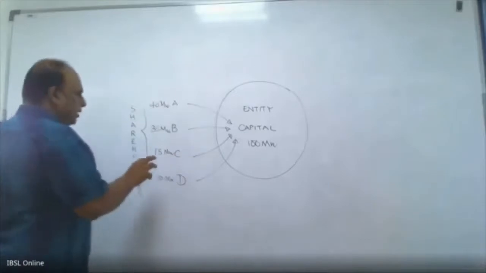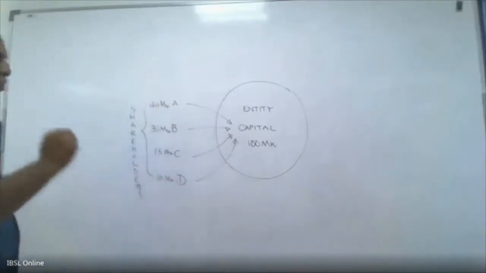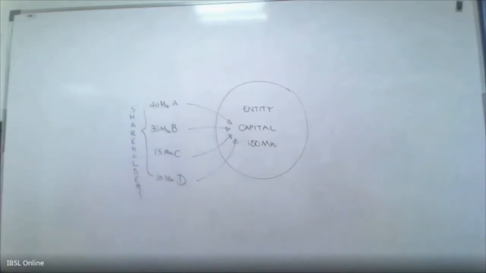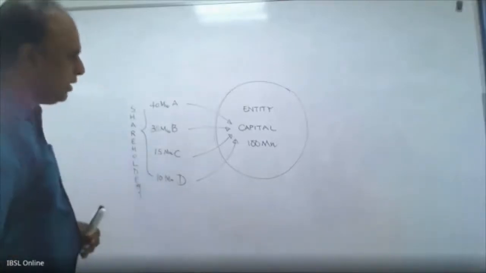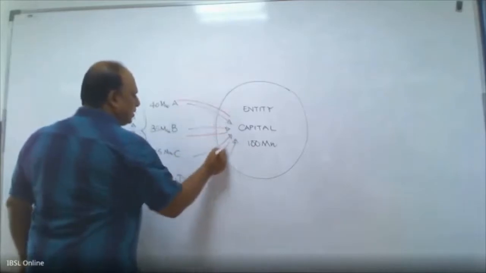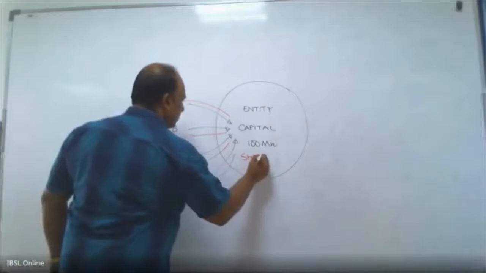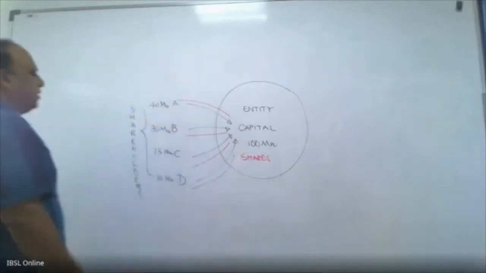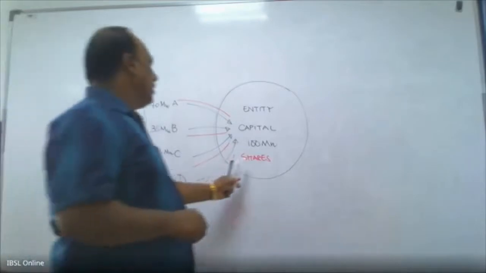Now what I am asking is, when you initially give money to this company, how do you certify that you have given money to this company? Shares. Yes. In return, all of these people get shares. So this company is established by issuing shares.